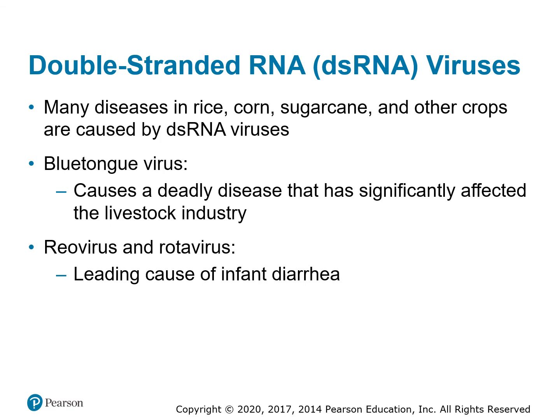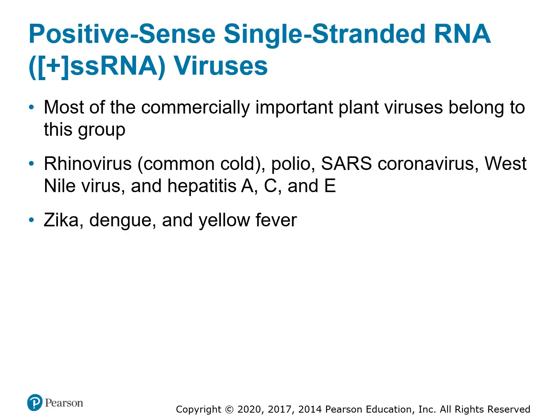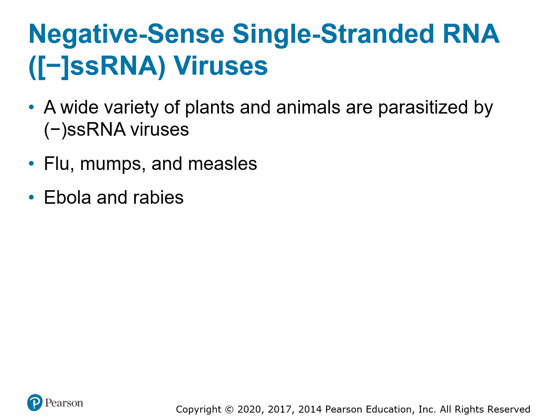In case of double-stranded RNA viruses, we have a lot of plant diseases, as well as the reovirus and the rotavirus, which are some of the ones that cause diarrhea in children, especially in places like daycare. And then we have our positive sense single-stranded RNA, which are, again, a lot of them are for plants, but we also have the rhinovirus, which is the one that's responsible for the common cold, polio, SARS coronaviruses, West Nile, hepatitis A, C, and E, as well as Zika, dengue, and yellow fever. So this is very common. Then we have the negative sense single-stranded RNA, which are the flu, for example, measles, and Ebola.